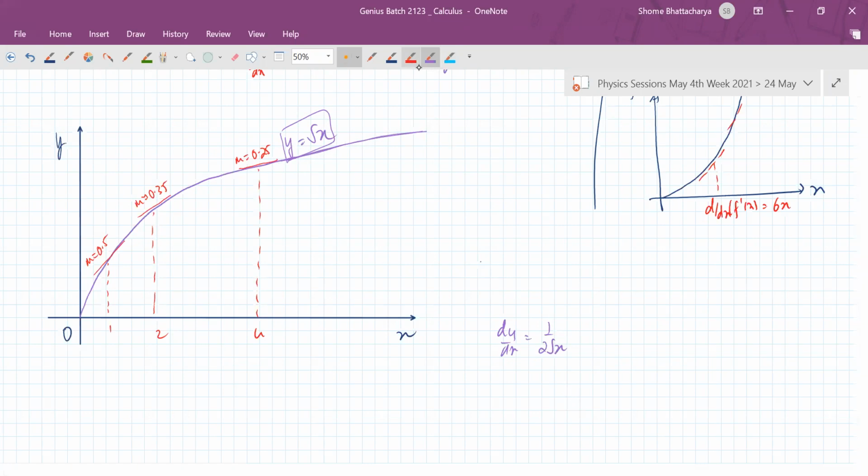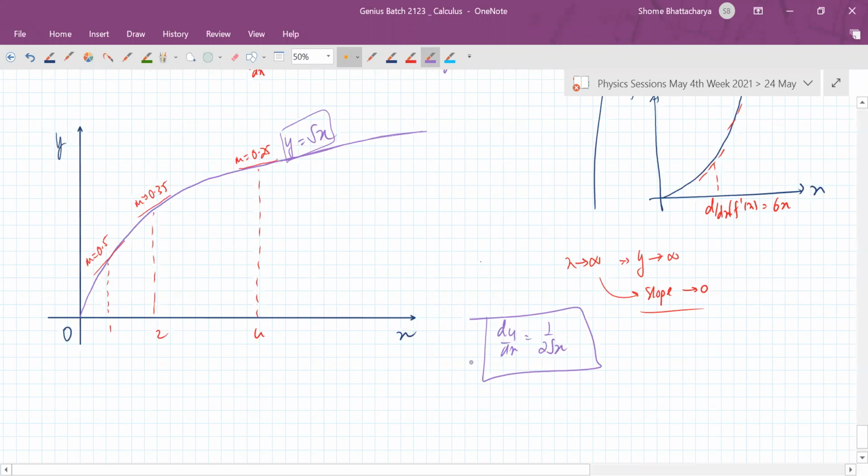So you can see that x tending to infinity, y tends to infinity. But what about the slope? The slope, however, tends to 0. So it curves in such a way that it flattens more and more. By the time you're reaching infinity, it's almost flattened to a straight line. That is the information that the slope is giving you.